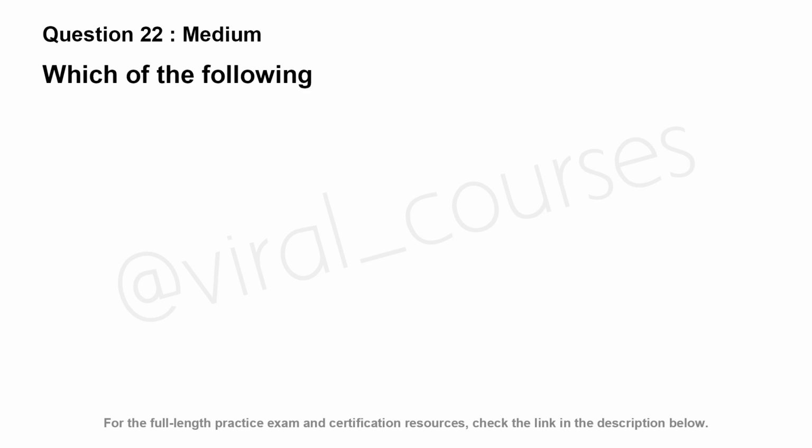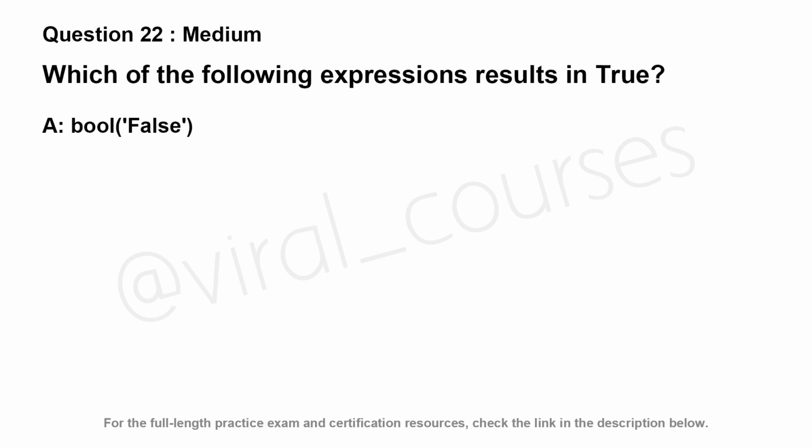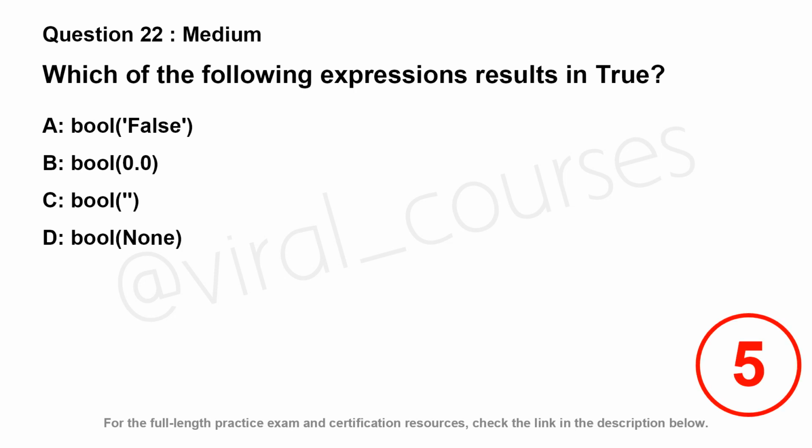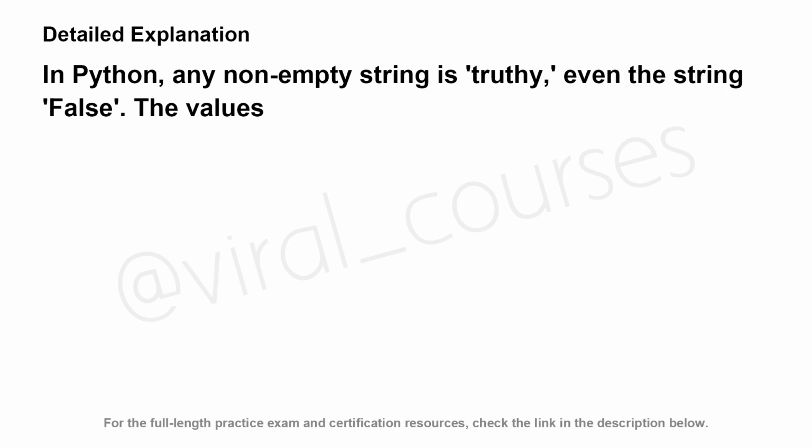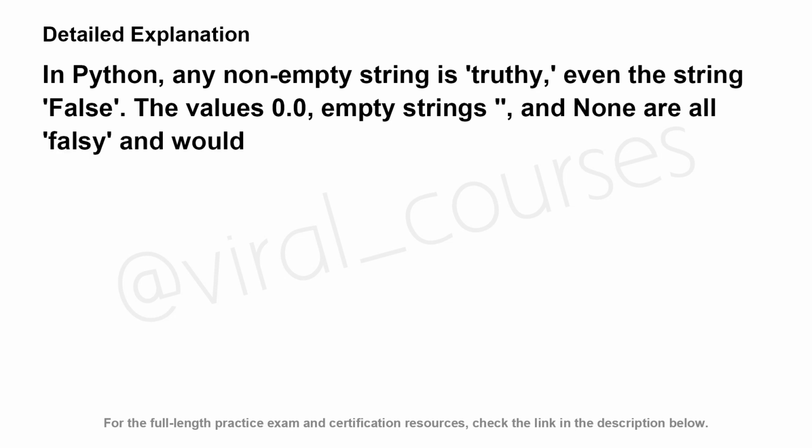Which of the following expressions results in True? Option A, bool("False"). Option B, bool(0.0). Option C, bool(""). Option D, bool(None). The correct answer is A. In Python, any non-empty string is truthy, even the string "False". The values 0.0, empty strings, and None are all falsy and would return False when passed to bool.